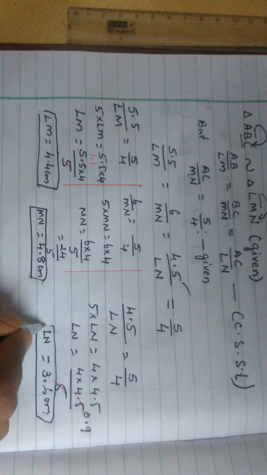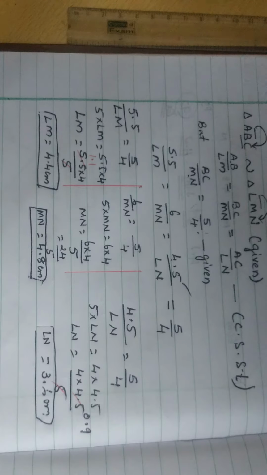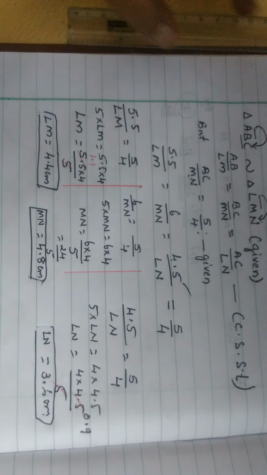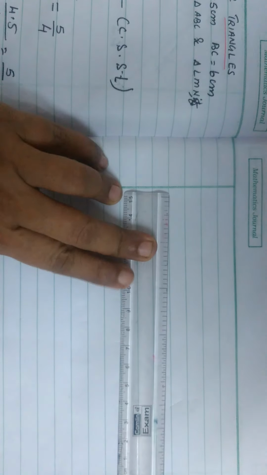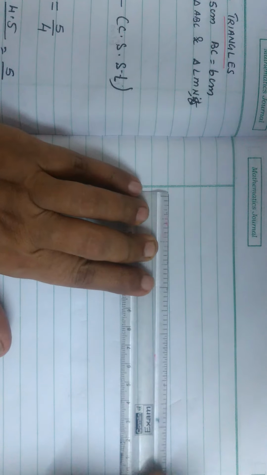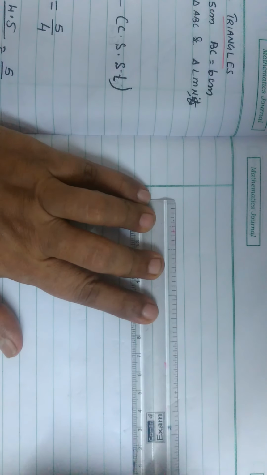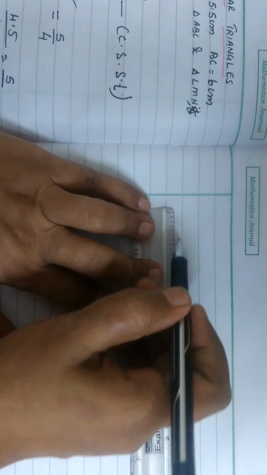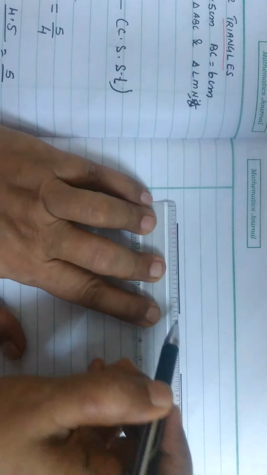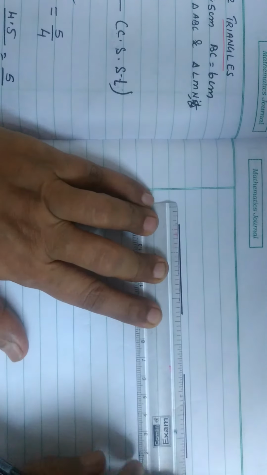We got the three sides. Now we have to draw the rough diagram for the construction. Listen girls, first we have to simply draw the rough diagram, without any measurement. I am drawing that, but the base should be on the same plane, the same level.